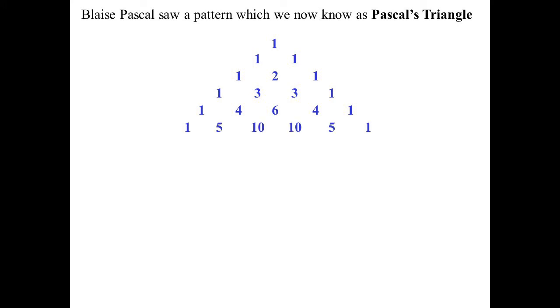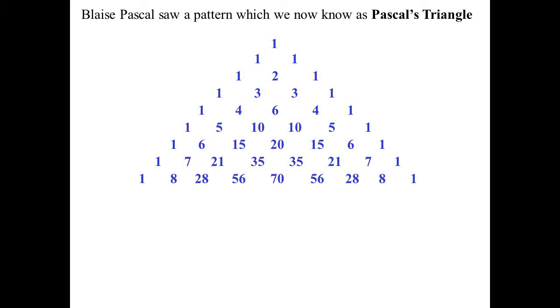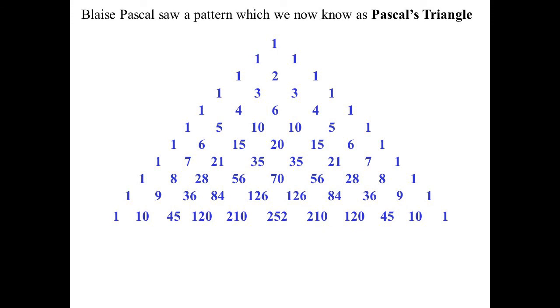So for (1 + x)^5, the coefficients would go 1, 5, 10, 10, 5, 1. Then 1, 6, 15, 20, 15, 6, 1. And we can keep going. 1, 7, 21, 35, 35, 21, 7, 1. Then we get (1 + x)^8. Keep going. There's 9. Which of course brings me to my personal favourite, (1 + x)^10.